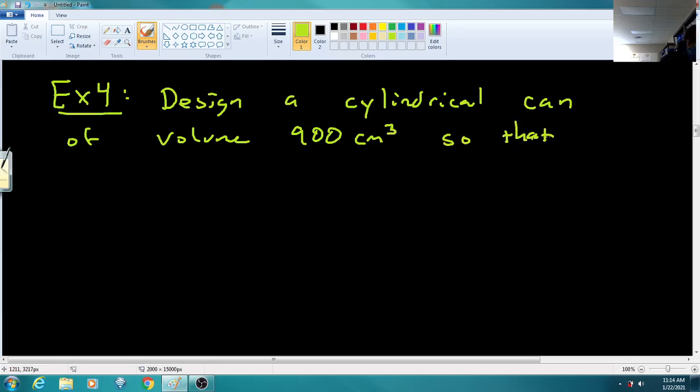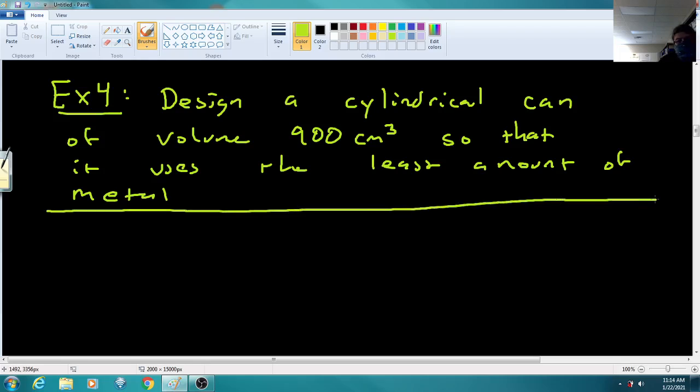so that it uses the least amount of metal. So what we're trying to do is minimize surface area. Okay, so we got to think about what's a cylindrical can. We got kind of a can like this. It's going to depend on the radius and the height. So we'll say we got radius r here. We got height h.